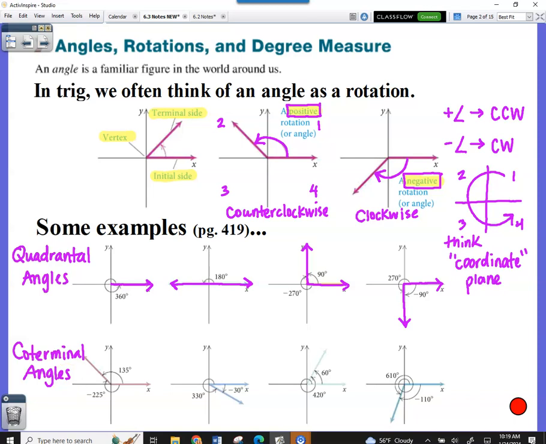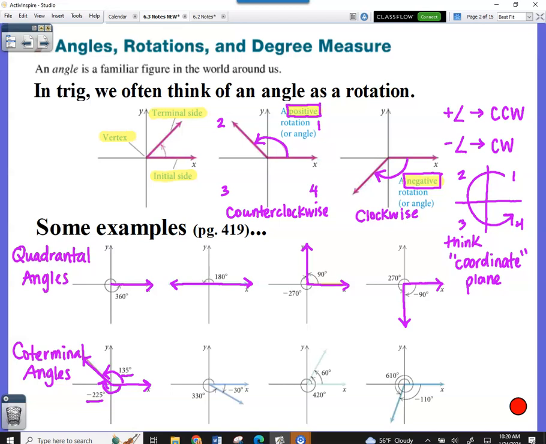Coterminal angles means an angle formed by two different angle measures, but when you think of the rotation, they're the same angle. They look like the same angle. For instance, here's the angle here. Brody, stay with me. This is opening up positive 135. I'm going to try to underline that. Or it's opening up negative 225. It's both. They're coterminal. They mean the same thing.